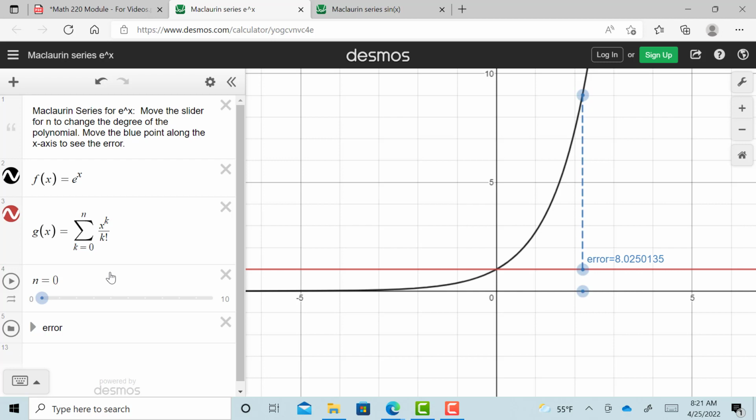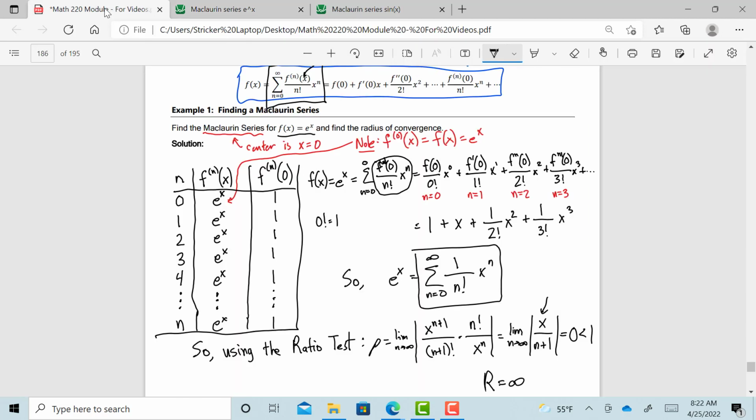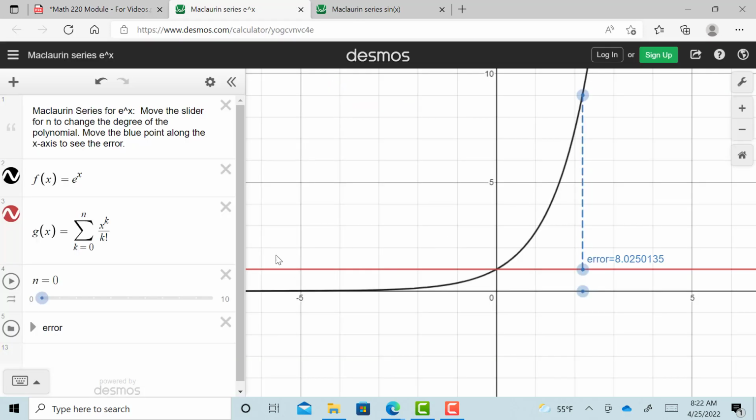Notice we have our function f of x equals e to the x. And then we have that power series we just wrote. So we have x to the k over k factorial. Now we wrote it with n's, but it's all right. And notice when n equals 0, all we have is a red line here for our Maclaurin series. It's just when our first term is just 1. Okay, so that's what you see here.